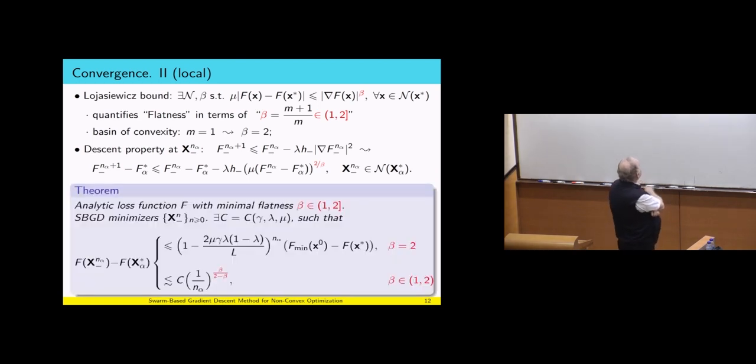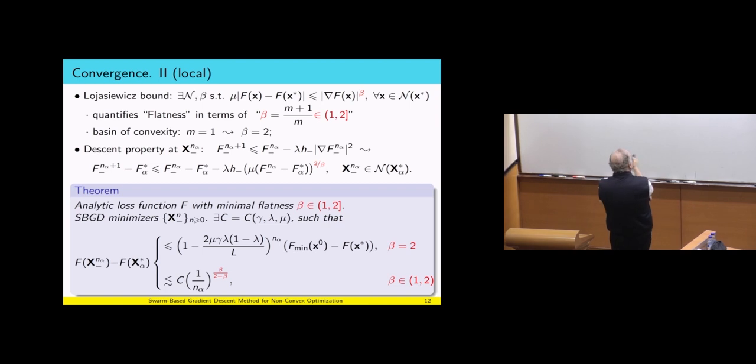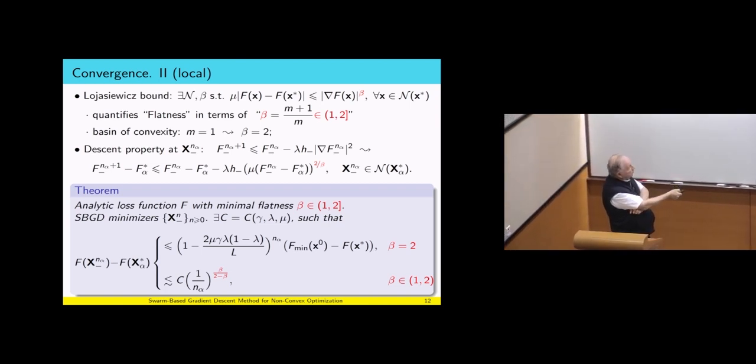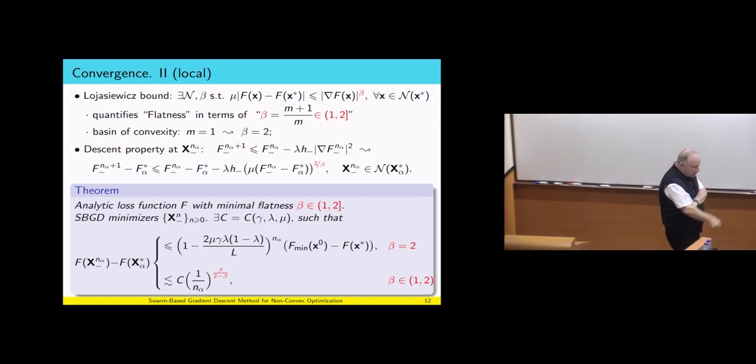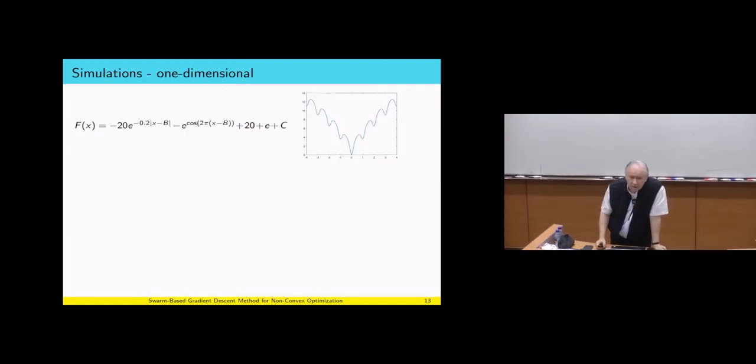And here's the theorem. For analytic loss function f with a minimal flatness beta between 1 and 2, the SBGD minimizers locally satisfy the following. Either they decay exponentially fast when beta equal to 2, expected. When beta is less than 2, they decay with polynomial rate at this rate. Okay, so now let's go to simulations.